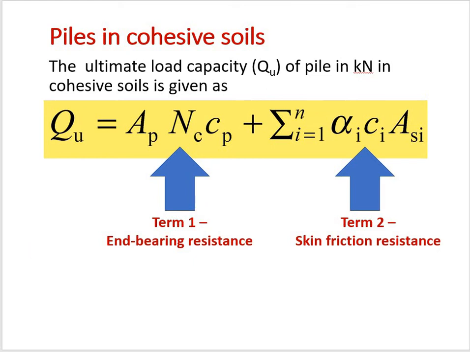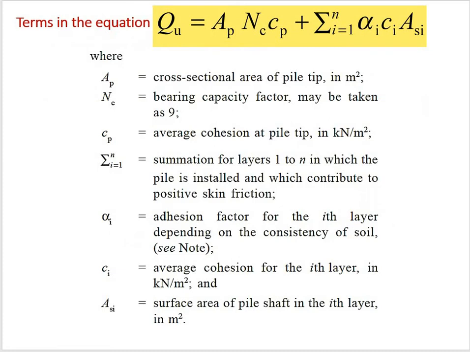So let us familiarize with the terms in this equation. Here AP, as in the previous case, is the cross-sectional area of the pile tip. NC is the bearing capacity factor, and here you have to take NC as 9 in cohesive soils. Now Cp and Ci are the average undrained cohesion of the clay. Cp is the cohesion at the tip and Ci is the cohesion for the ith layer.